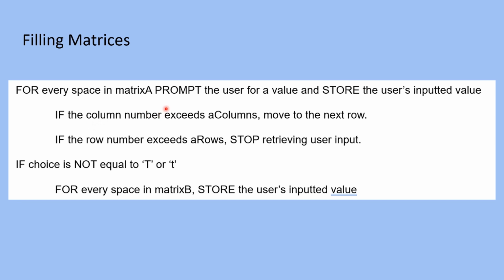For every space in matrix A, I'll prompt the user for a value and store the user's inputted value. If the column number exceeds A columns, move to the next row. If the row number exceeds A rows, stop retrieving user input because we have filled the matrix. If the choice is not equal to capital T or lowercase t, I'll go ahead and fill matrix B. So for every space in matrix B, I'll store the user's inputted value.